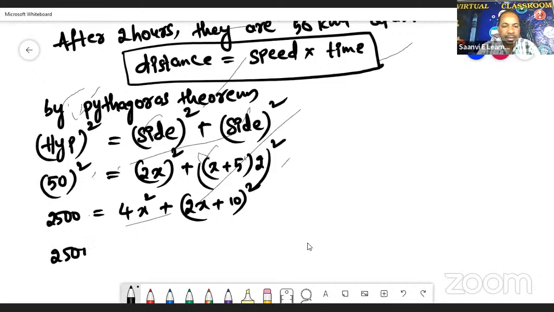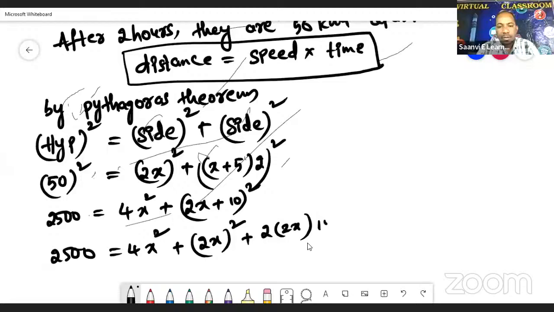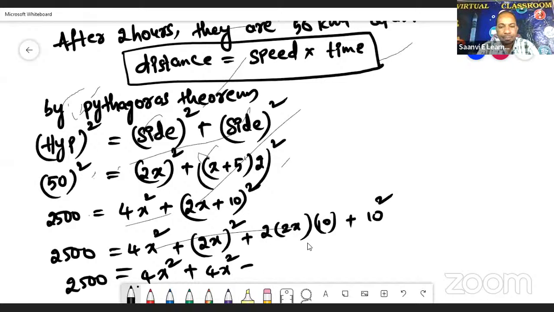Now 2500 is equal to 4x square plus, here a plus b whole square formula: a square plus 2ab plus b square. So 2500 is equal to 4x square plus 2x whole square is 4x square, plus 2 2s are 4, 4 10s are 40x, plus 10 square value is 100.